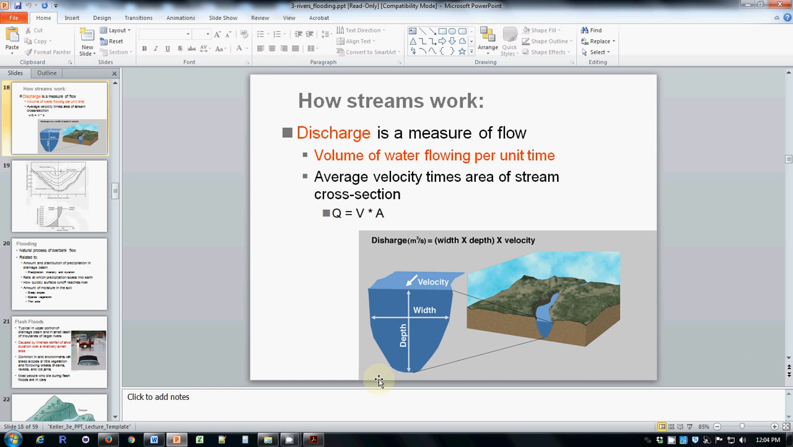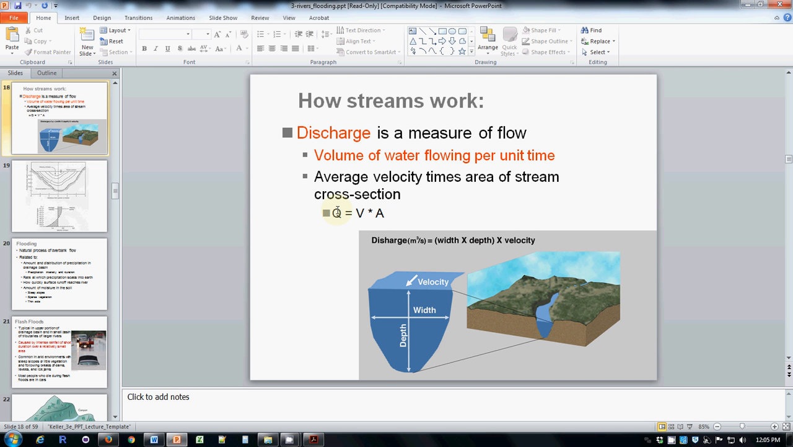The important point that you'll need to finish the lab exercise is this idea that discharge or flow rate is equal to the velocity in a stream, how fast the water is moving, and that's the average velocity, not the surface velocity. Remember, the average velocity is at 0.6 times the depth. If you multiply that velocity times the cross-sectional area, that will give a flow rate.